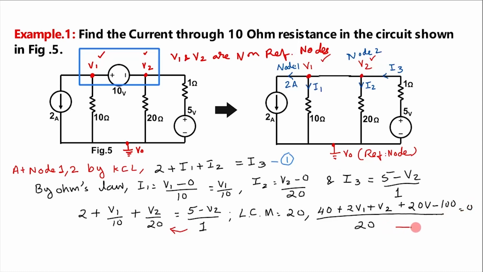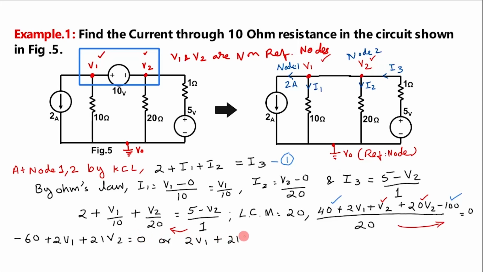While bringing this 20 to the right hand side, it becomes 0. Therefore, our equation becomes plus 40 minus 100, that is minus 60, plus 2V1, then here it is V2 and 20V2, that is plus 21V2 is equal to 0, or 2V1 plus 21V2 is equal to, we can bring this minus 60 to the right hand side and write as plus 60. Let this be equation number 2.